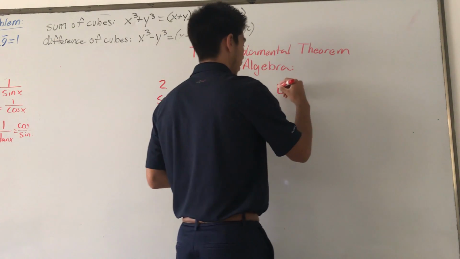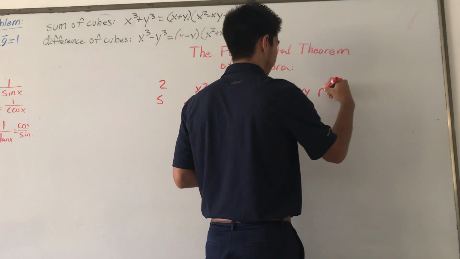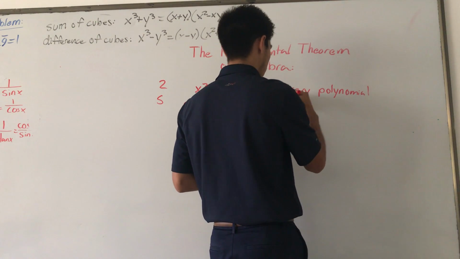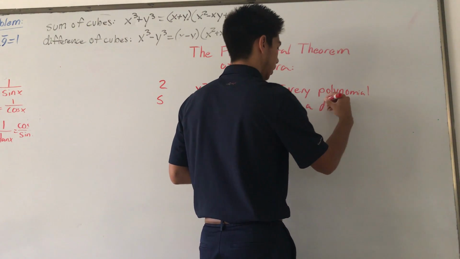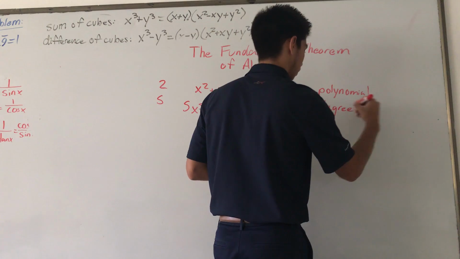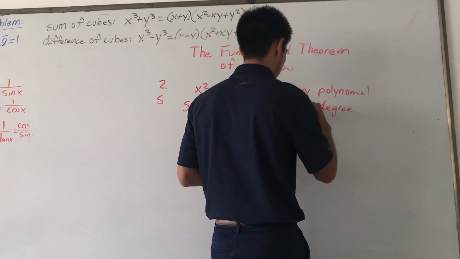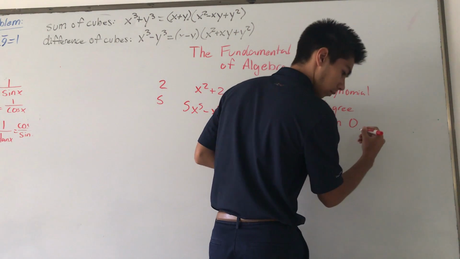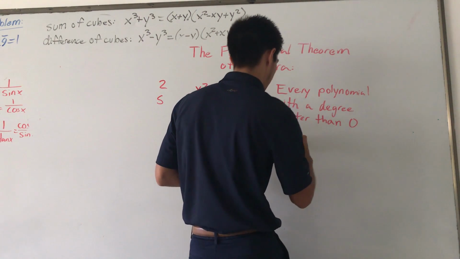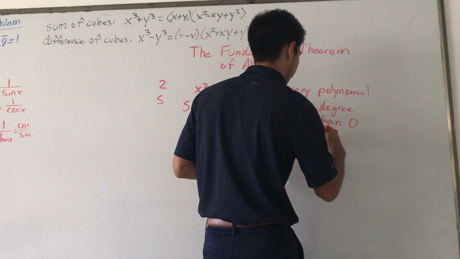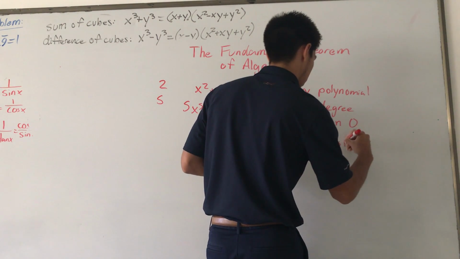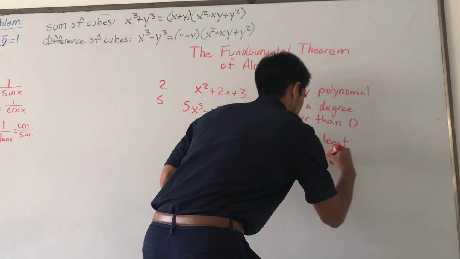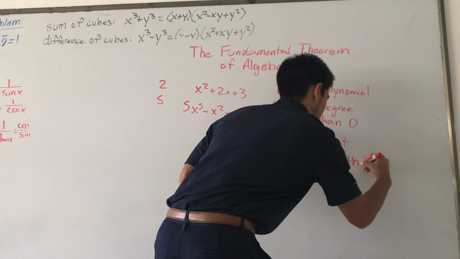that every polynomial with a degree greater than 0 has at least one root in the complex numbers.